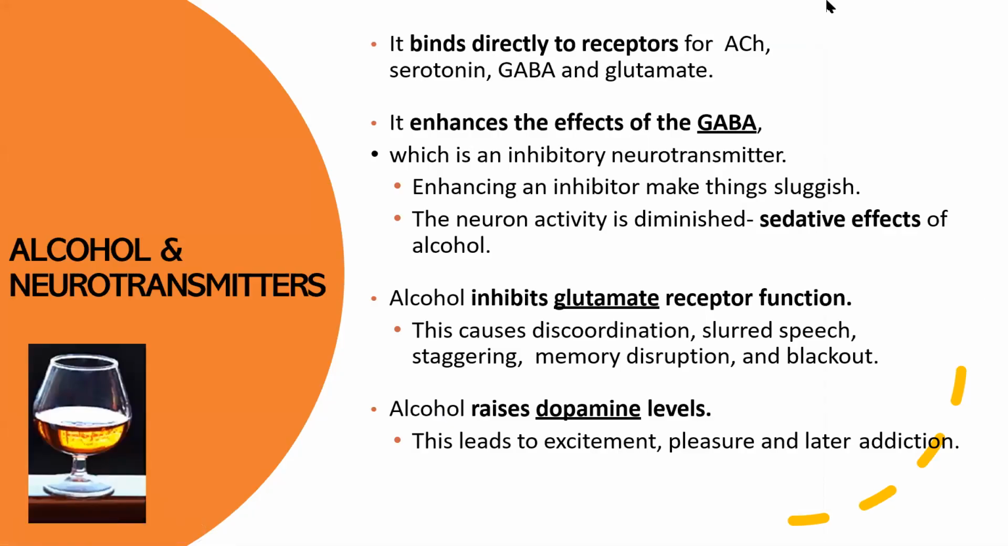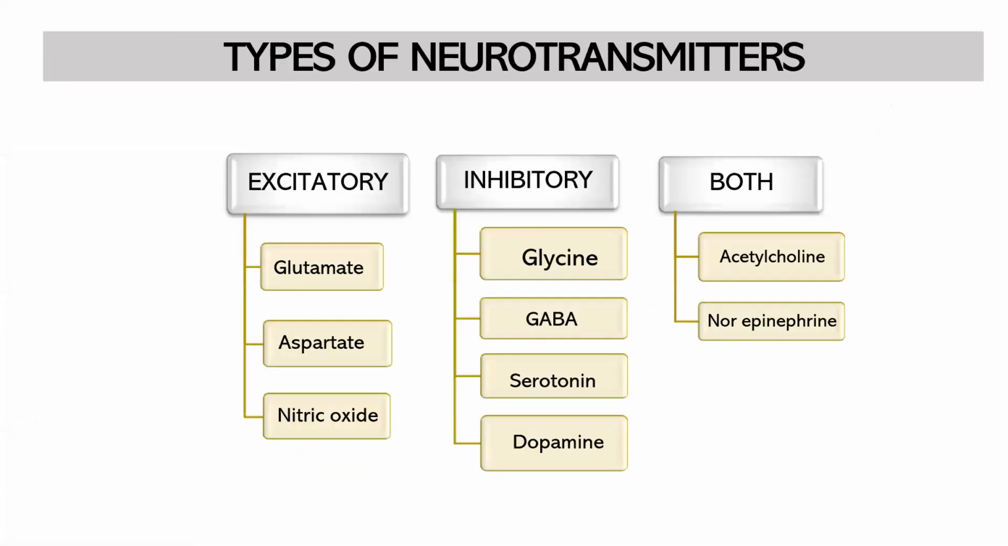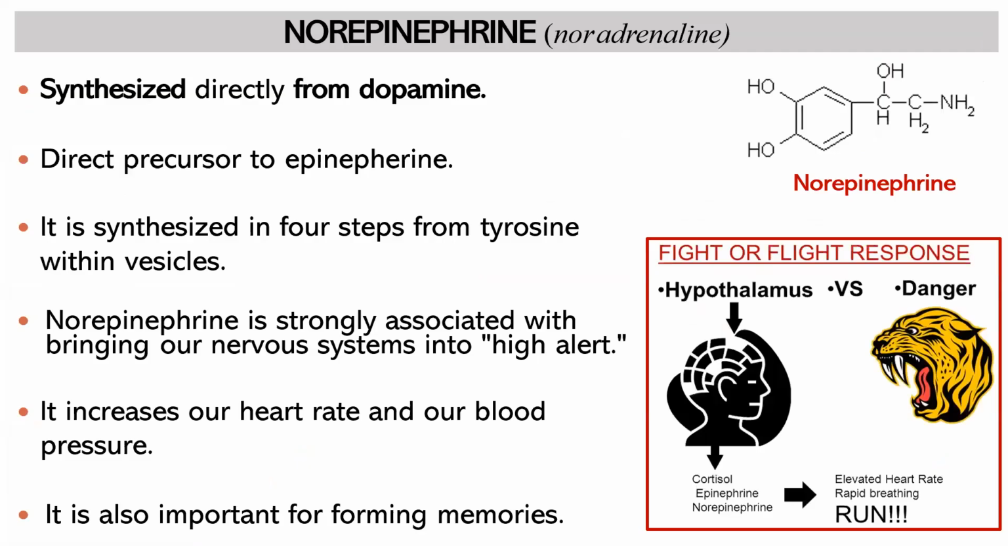So just a little bit about how alcohol is related. What alcohol does is directly bind to receptors for ACH, serotonin, GABA, and glutamate, and enhances the effect of GABA. GABA is inhibitory, we just read that. So again, the challenging part is which is inhibitory and which is excitatory. So remember this table. This is a table I would take a picture of or print out, and put in front of myself where I study.